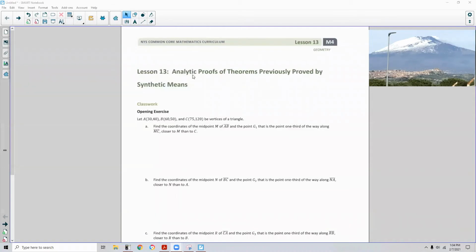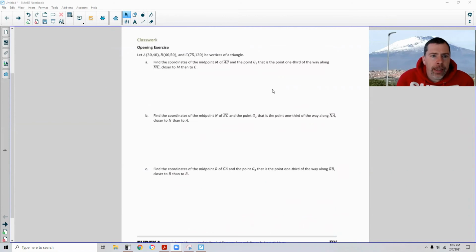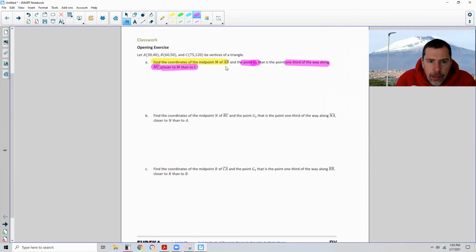Okay, lesson 13, analytic proofs of theorems previously proved by synthetic means. Okay, so here we go. Classwork opening exercise: let A be the point (30, 40), B the point (60, 50), and C (75, 120) be vertices of a triangle. Find the coordinates of the midpoint M of AB and the point G1, that is the point 1/3 the way along MC, closer to M than to C. All right, so those are the two things we want to do.